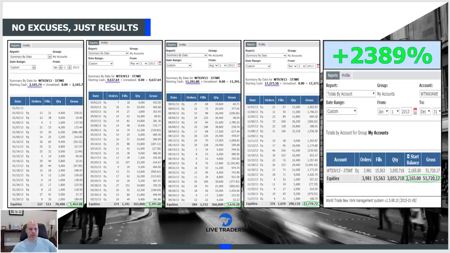This is an account in 2013. This is a prop account, okay? This company is no longer in business. It used to be called World Trade Securities, WTS. They're no longer in business. I took $2,165.74, and at the end of the year, it was $51,720.17. It's a 2,389% return, okay?